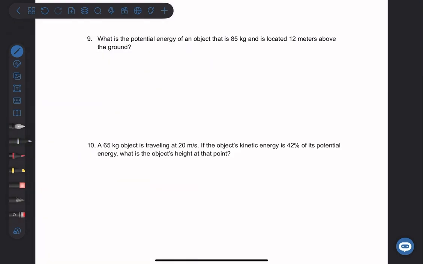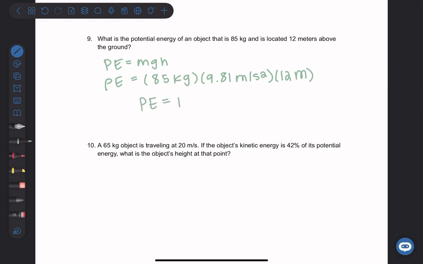What is the potential energy of an object that is 85 kilograms and is located 12 meters above the ground? So for the potential energy, the mass is 85 kilograms. Gravity, 9.81 meters per second squared. And the height is 12 meters. So you just multiply them all together. 85 times 9.81 times 12. And your potential energy should be 10,006.2 joules.